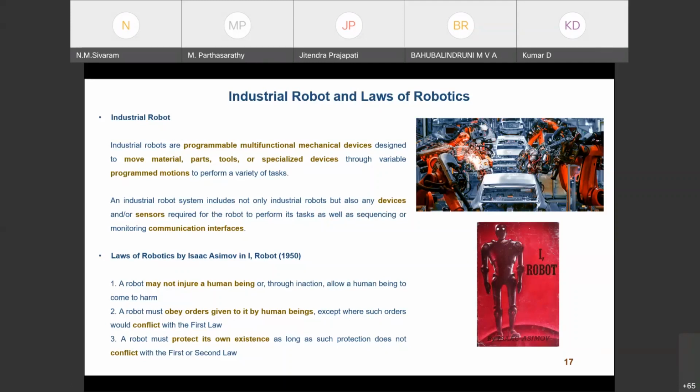So these are the 3 very basic laws, we call the laws of robotics, given by the father of robotics. So by virtue, you can sense that these 3 laws are almost forming the basis for the safety with industrial robotics.